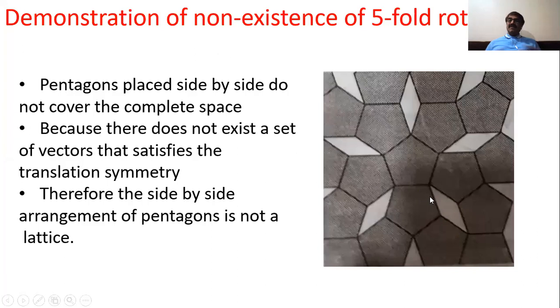That means they will not build up a lattice since they do not occupy the complete 100% space. So pentagons placed side by side do not cover a complete space. Therefore, why is it so?